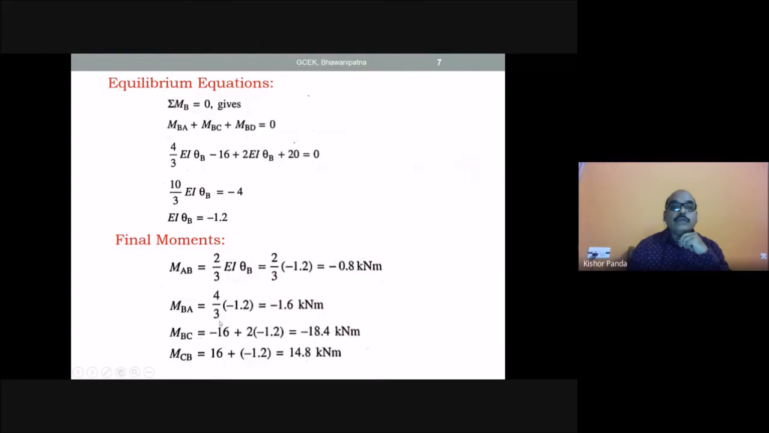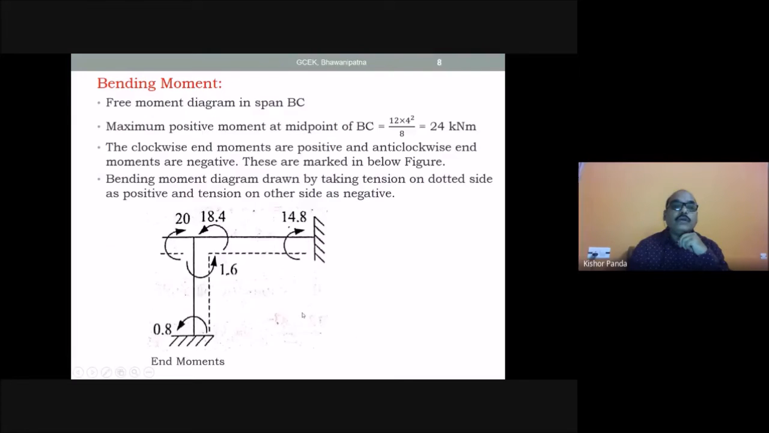Then here you see MBA. MBA is minus 1.6 kilonewton meter. So this is also anti-clockwise. This is A, this is B, this is C, and this is D. So MBA is this one. So you have to give it at this joint. So this is also anti-clockwise, 1.6 kilonewton meter.